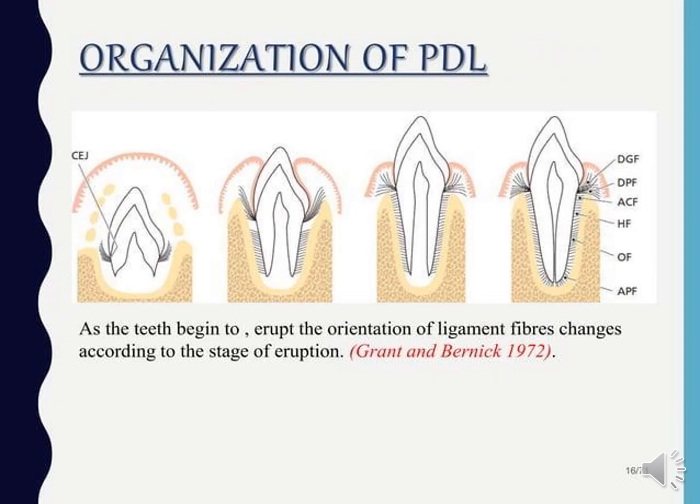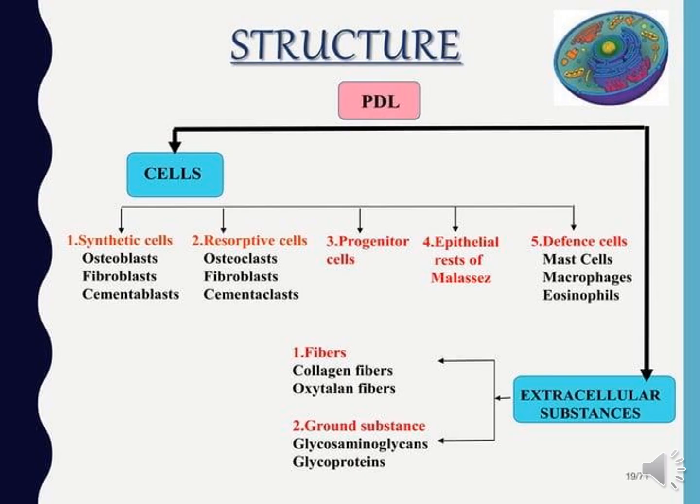This will be the organization of PDL. The structure of PDL consists of cells and extracellular substances. Cells consist of synthetic cells, resorptive cells, progenitor cells, epithelial rests of Malassez, and defense cells, and the extracellular substances consist of fibers and ground substance.